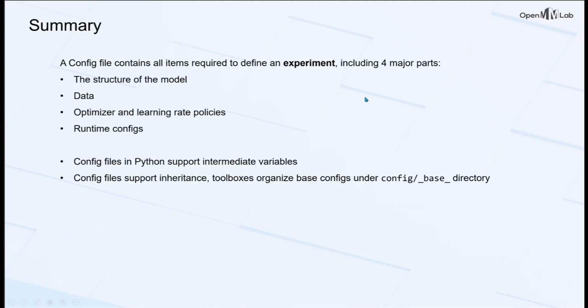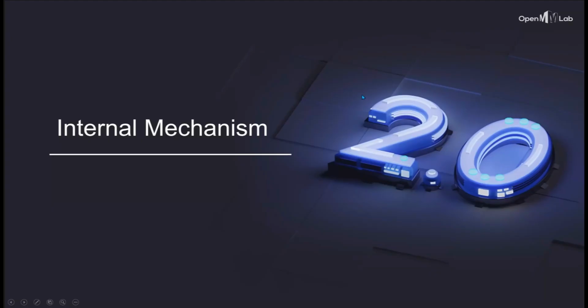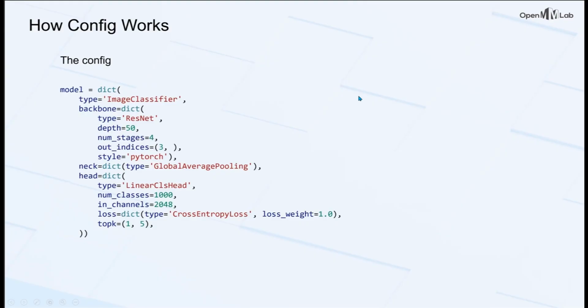Okay, and then let's move on to some internal mechanisms. The first topic is about how config files work. In the previous section, we saw this config of a ResNet 50 image classifier. You may be curious about how this nested dictionary, which is a dictionary of strings and integers, is finally converted to an actual torch model.